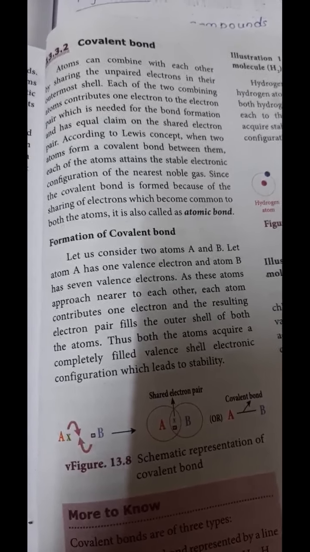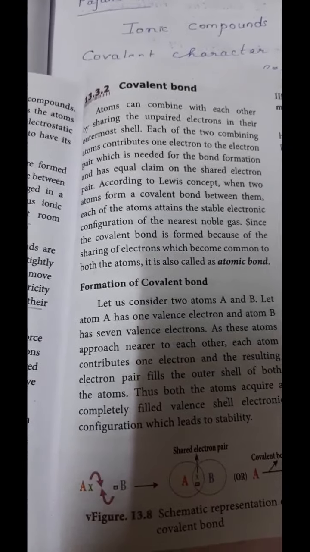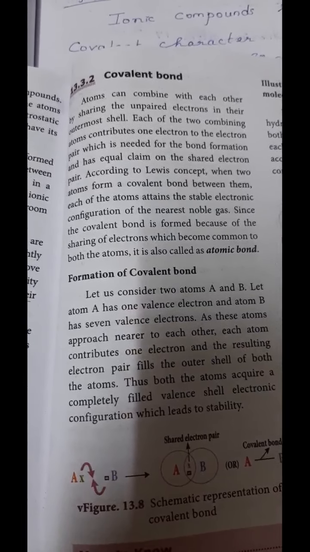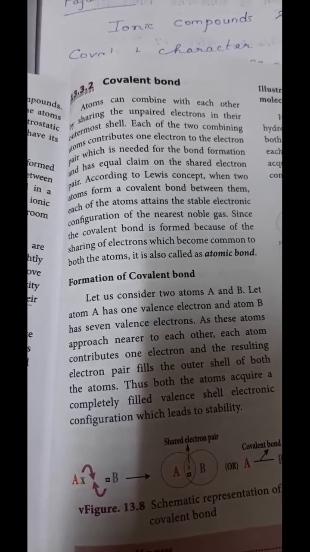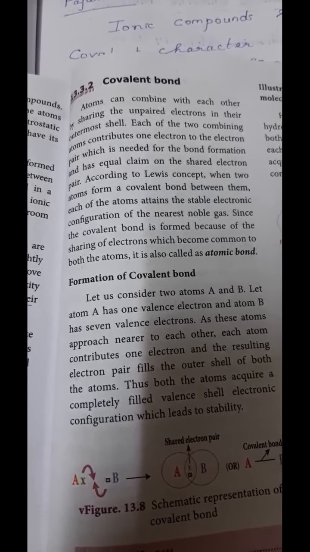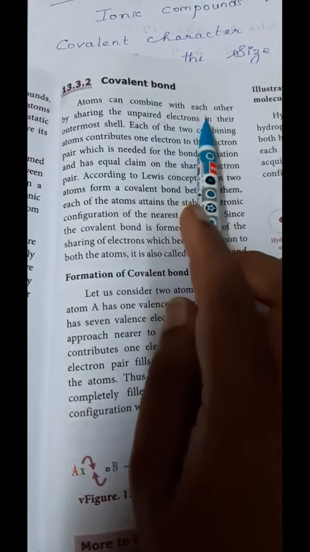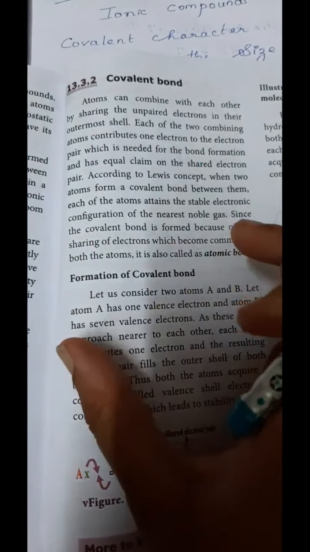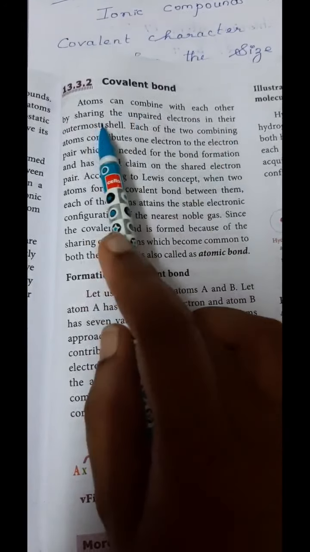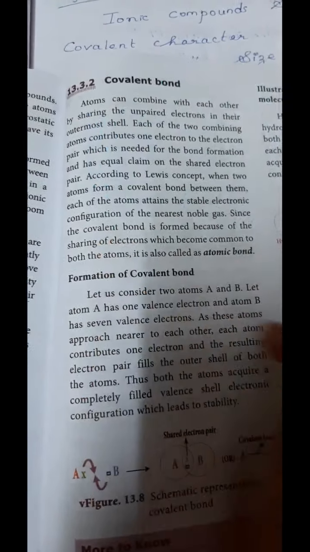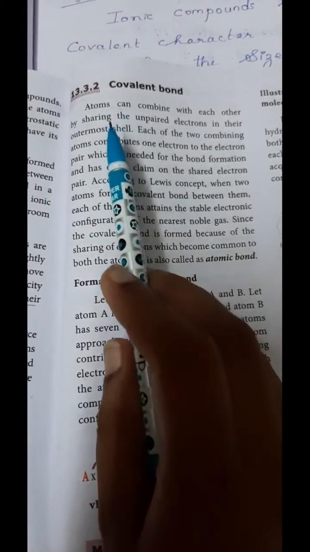Is it clear? So once again, in the last class I taught you about ionic bond. Ionic bond is the bond that is formed between the positive ion and the negative ion. But what happens in covalent bond? Atoms can combine with each other by sharing the unpaired electrons in their outermost shell. The bond that comes from the sharing of unpaired electrons in the outermost shell is the covalent bond.